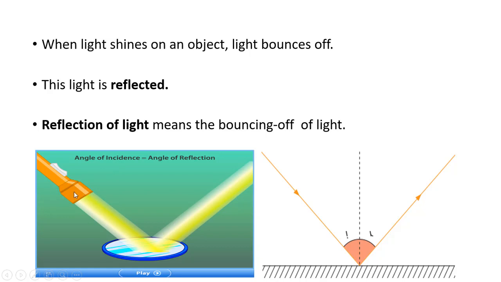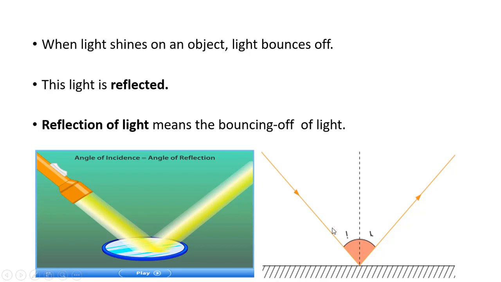So this is the light source, which is the torch, and here is something like a mirror, and light is beaming on the mirror, and from the mirror it is getting reflected going this direction. So reflection means bouncing off of light. As you can see, the light is changing direction from this direction to this direction.